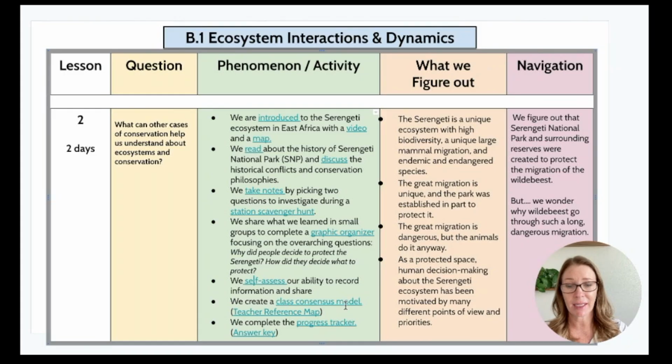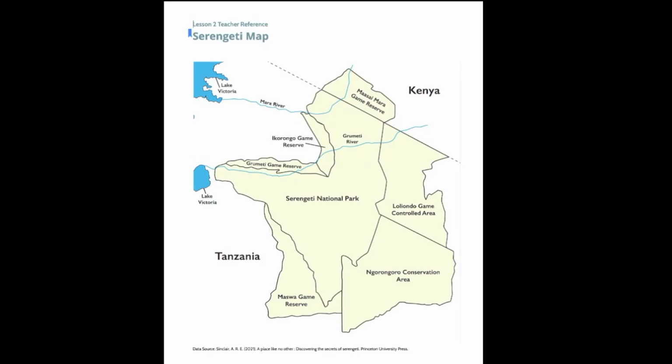Create a class consensus model, and we're going to do this several times in the unit where we use a teacher reference map. It has the map of the Serengeti, and it's going to be a place to kind of document what we figured out about the Serengeti. You will want to write some stuff around the edges and maybe put some sticky notes, maybe talk about migration patterns or whatever. You're going to do this several times. I will say that printing this out and using it under a doc cam is very useful, but you're going to need to have a little bit more space for more writing.